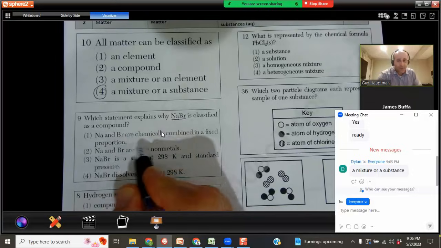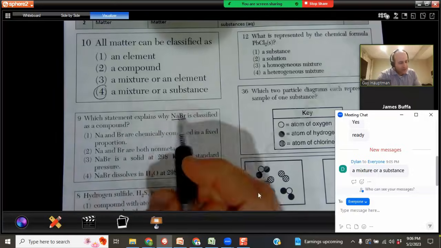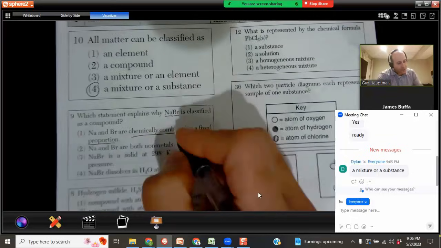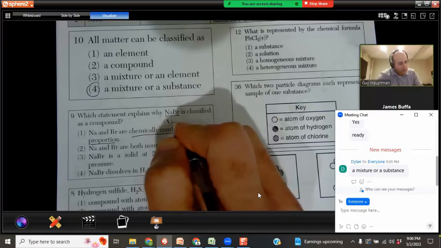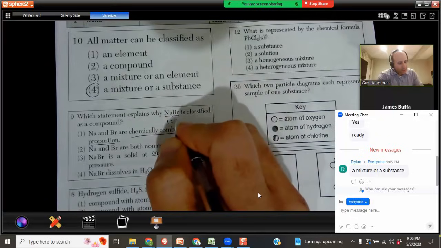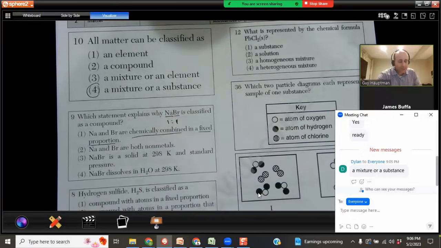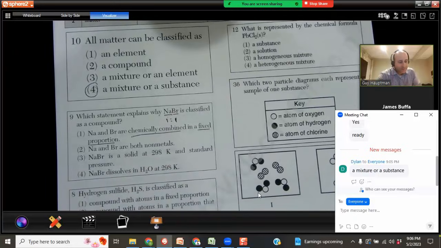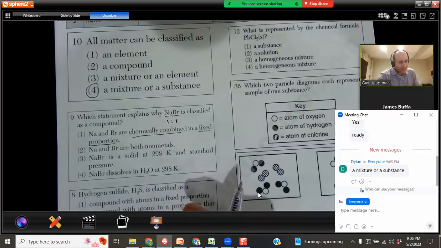And this is the textbook definition of what a compound is. It's chemically combined in a fixed proportion. And the proportion means we have one sodium and one bromine. Okay, that's Na is sodium, Br is bromine, a 1-to-1 ratio. That's a fixed proportion, and that is called that. And they're chemically combined. That means it's a compound.